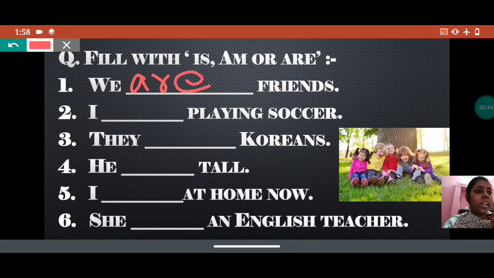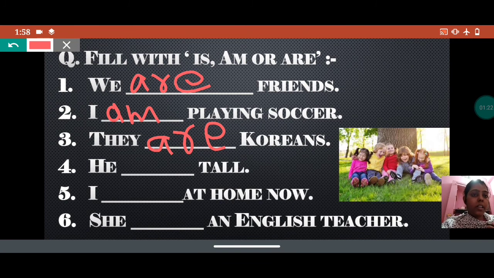Number 2, I dash playing soccer. Now students, with I, what I have taught you, with I we always use am. So I am playing soccer. Number 3, they dash Koreans. Now we are talking about more than one person, and we are not included in that group. That is why they is written. And for plural nouns we always use are. So they are Koreans.